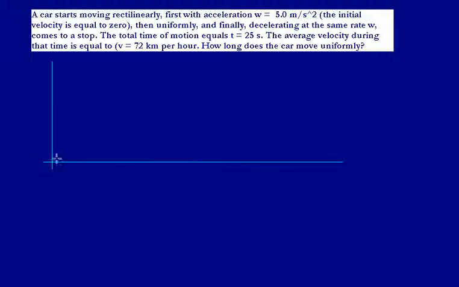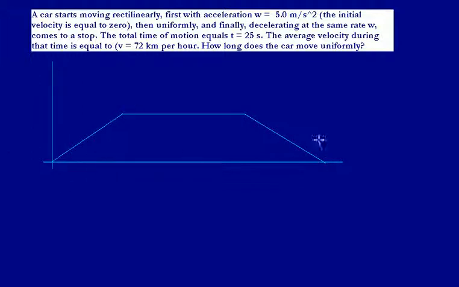Let the time be on the x-axis and velocity on the y-axis. They say the car has moved with acceleration first, from an initial velocity of 0, so it is accelerated from 0 to some velocity which we are to find out, and has moved uniformly for some time, and then it has again decelerated at the same rate. So are these two the same slopes? Yeah, that looks at least apparently the same slope.